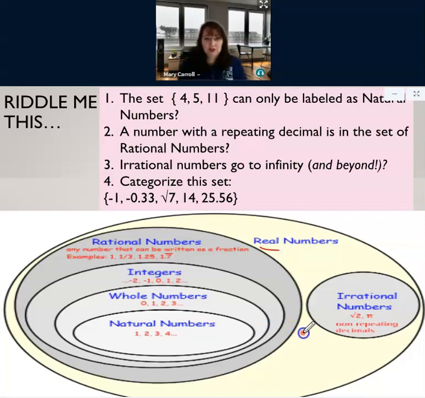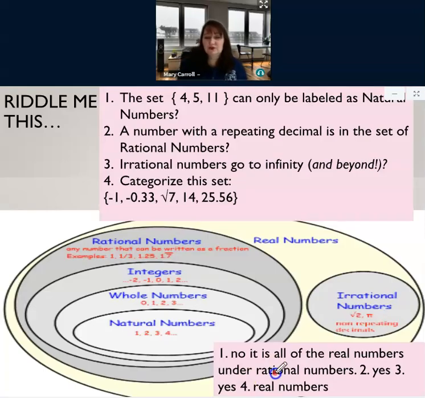So here's a couple of questions, okay? Number 1, the set of 4, 5, and 11 can only be labeled as natural numbers. Is this true or false? So you have to decide. A number with a repeating decimal is in the set of rational numbers. True or false? Irrational numbers go to infinity and beyond. True or false? And categorize this particular group of numbers: -1, -0.33, the square root of 7, 14, 25.56. You may not get all of these answers, but by the end of the day, you will.